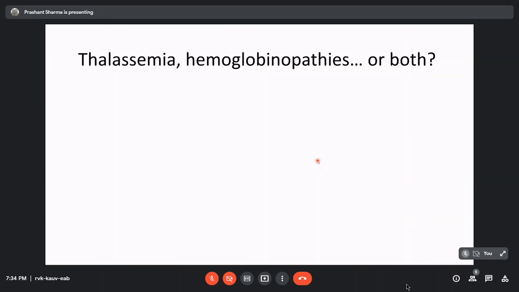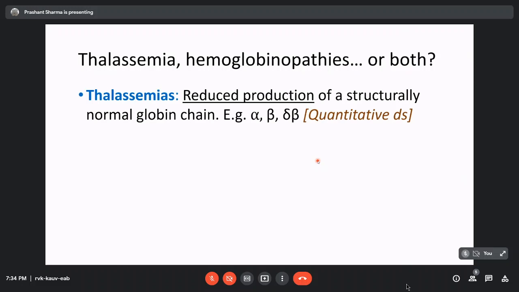When we're talking about these, it's important to be clear about the nomenclature that we're using. When we say thalassemias, remember that this is a reduced production of a structurally normal globin chain. The reduction could be in alpha globin, beta globin, or both the delta and beta globins. But at the end of the day, these are quantitative disorders.